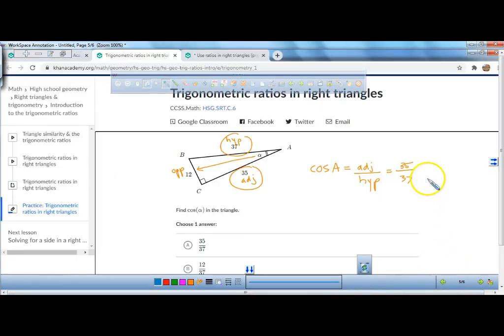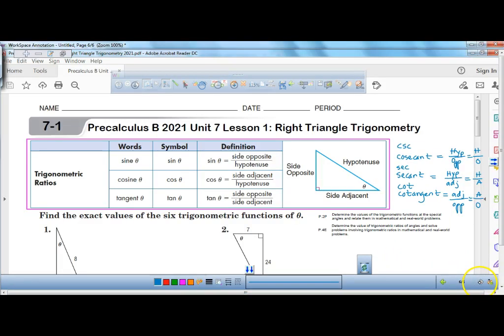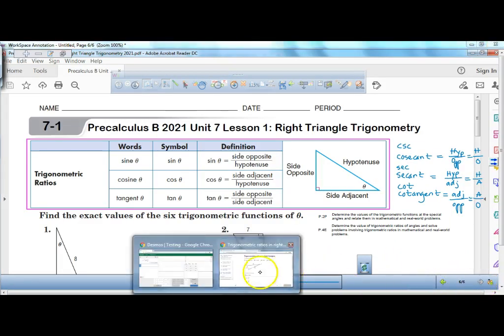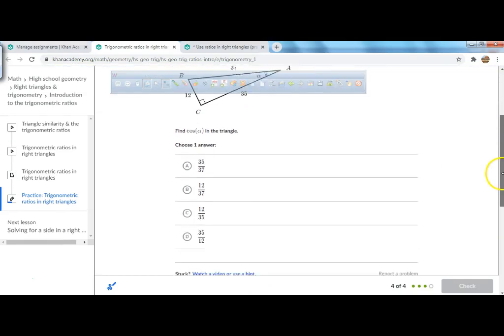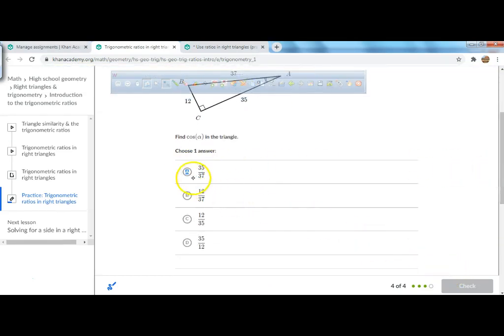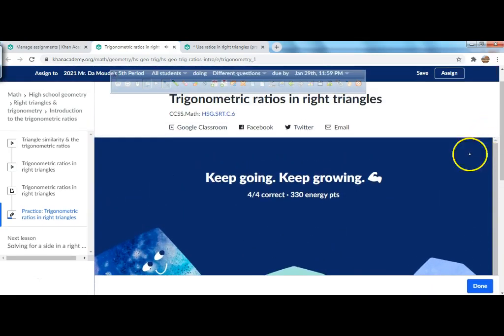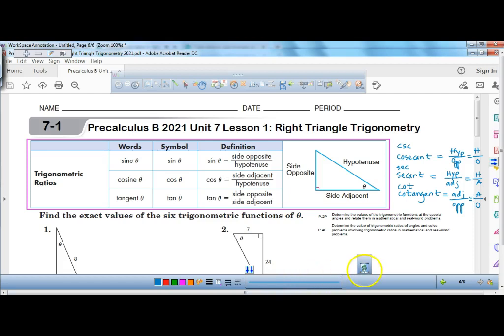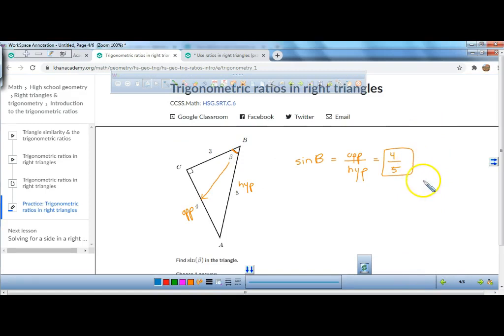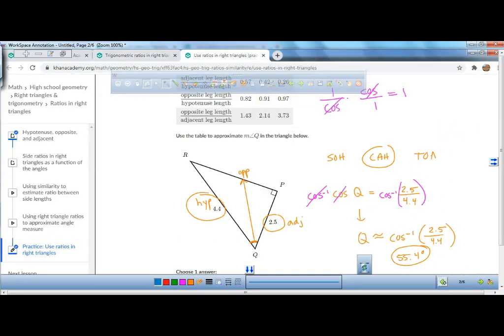So this one we're just going to choose 35 over 37. There we go, right there. That's all you have to do. If you want to, make sure you go back and watch how we solve for different sides and solve for different angles. The only time you ever use the inverse button is when you're trying to find the measure of an angle. So on, where was that problem? Right here. This is the only time you have to use what's called the inverse of cosine, if you're trying to find the measure of an angle.